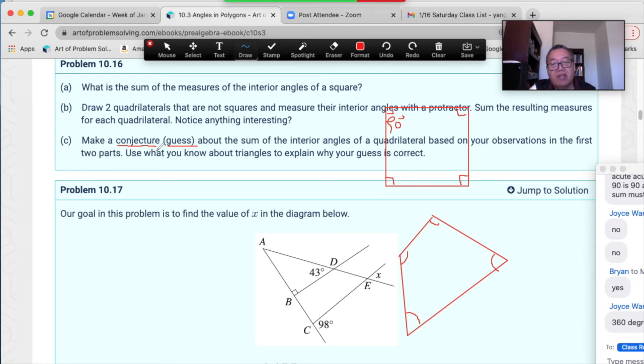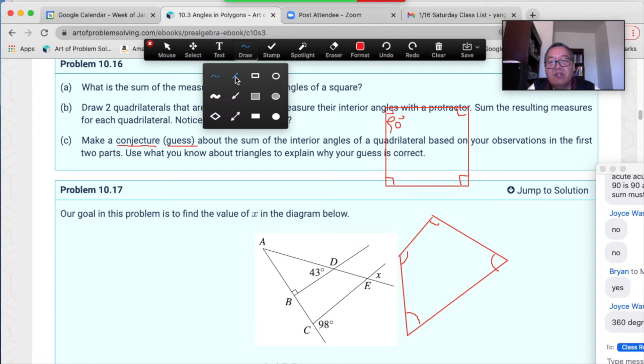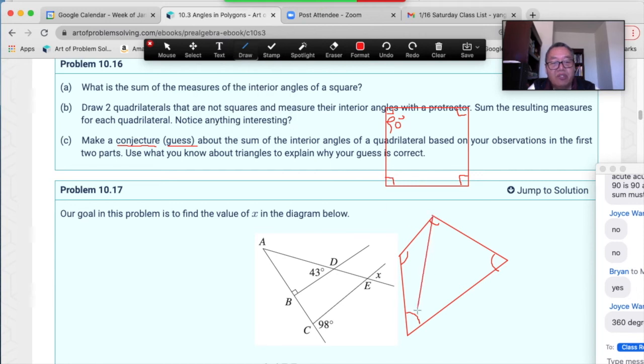We can make this a guess, right? Then actually we can prove that, where I already showed you how to prove. You just connect a diagonal, then you get two triangles. Because the sum of interior angles of any triangle equals 180 degrees, therefore the sum of interior angles in any quadrilateral should equal 360 degrees, right? You can use this way to prove that.